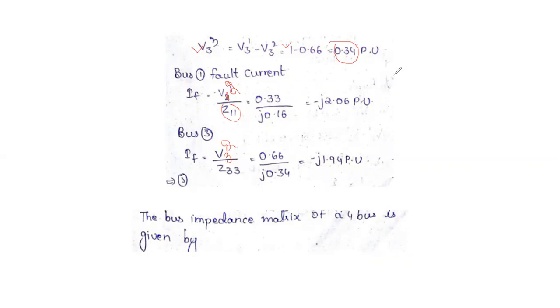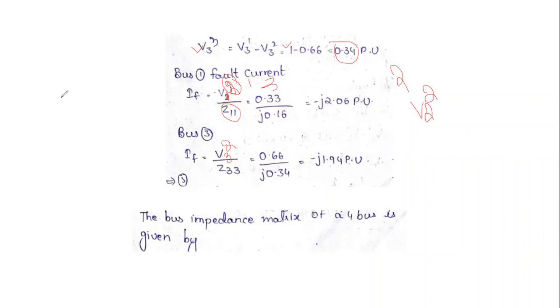Suppose we are calculating the fault current at bus 2, then the voltage is V2², the voltage at bus 2 during fault condition. Power 2 represents the during-fault condition, power 1 represents the pre-fault condition, and power 3 represents the post-fault condition. This is the bus 1 fault current and this is the bus 3 fault current.